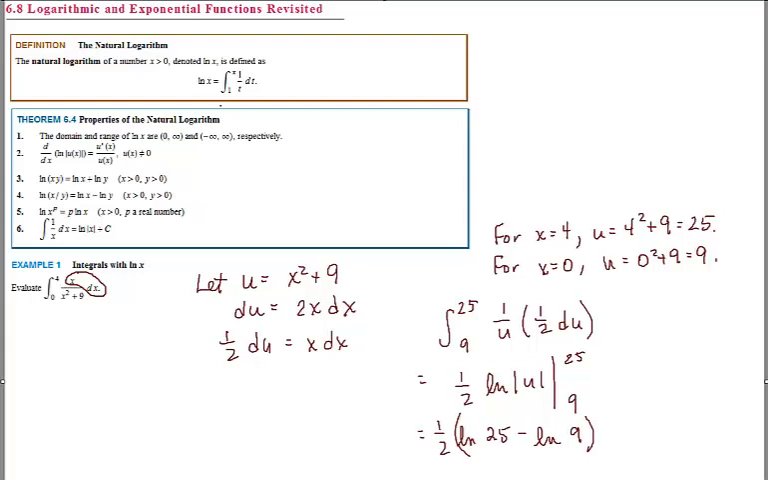And using my log properties, I can write this as 1/2 natural log 25 over 9. Using that power rule, I'm going to write that as natural log of, and it will be each of these to the 1/2 power, so that will just be 5 over 3. And that gets it for example 1.